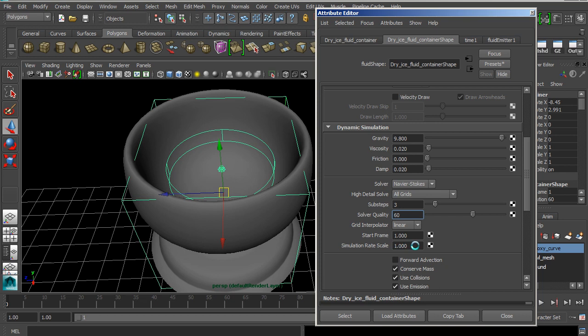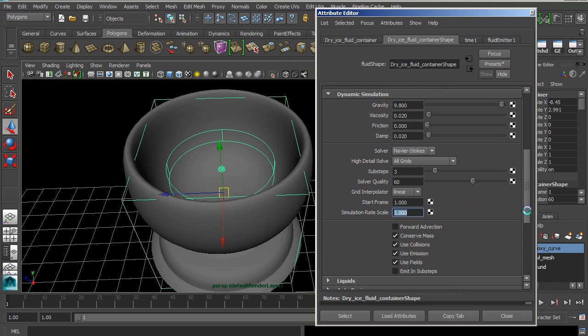The simulation rate scale, we're going to leave that at 1. That's really not going to be a problem, because I don't want a high value of the simulation rate scale that's going to make the fluids unrealistic. So 1 is going to be a good start.